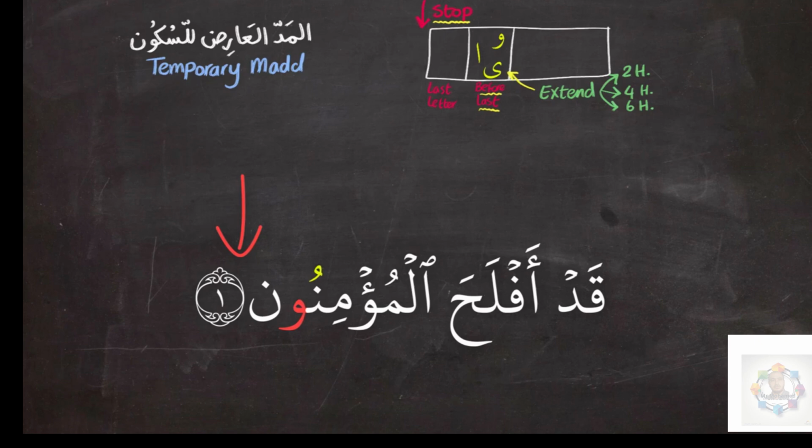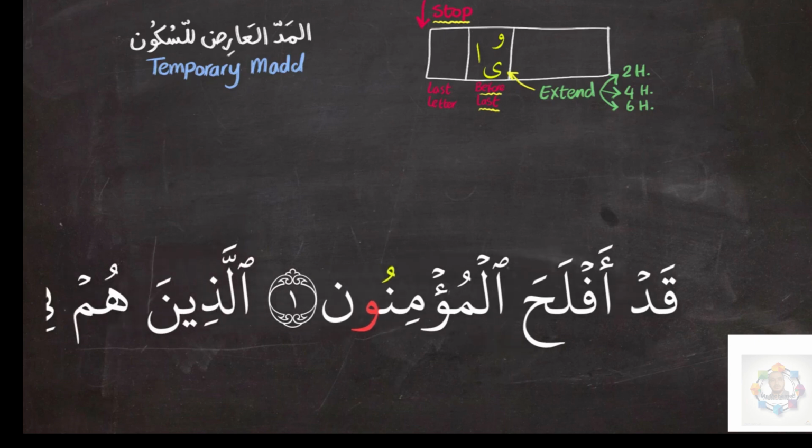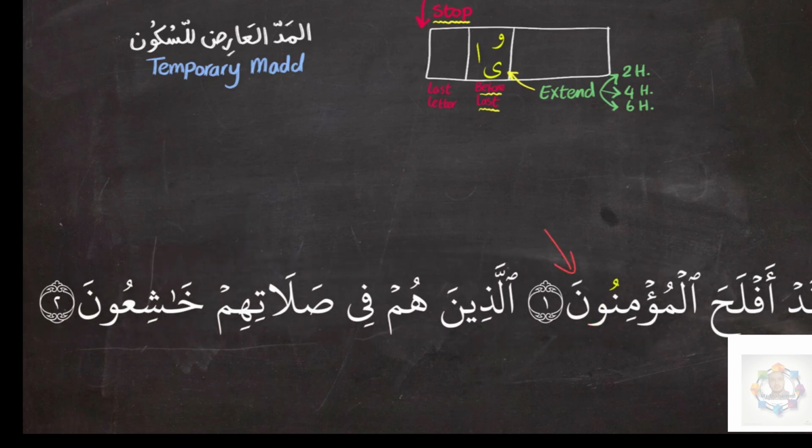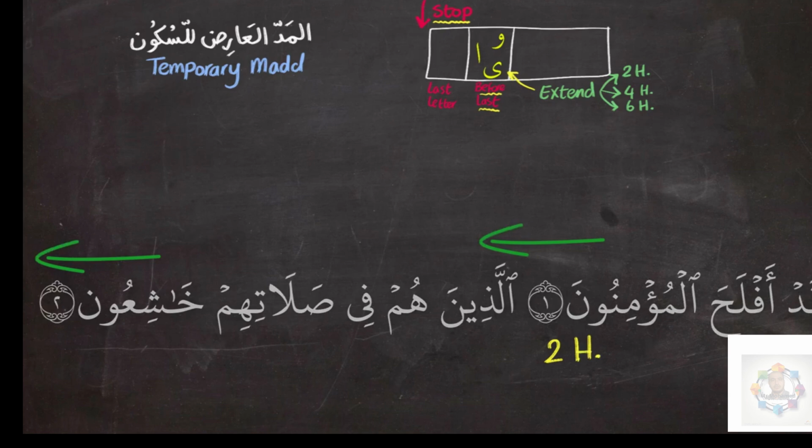or 6 harakat. But if you keep on reading, the temporary sukun will disappear and you would say قَدْ أَفْلَحَ الْمُؤْمِنُونَ الَّذِينَ هُمْ فِي صَلَاتِهِمْ خَاشِعُونَ. That's why many beginners choose to extend this temporary med for 2 harakat, because it's less confusing, since you will always extend it for 2 harakat, whether you stop at it and treat it as temporary med, or keep on reading and treat it as a natural med of 2 harakat.